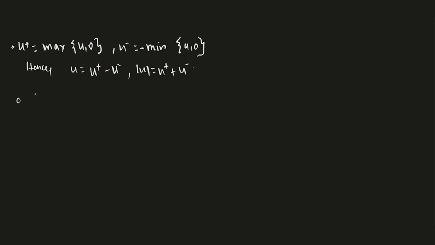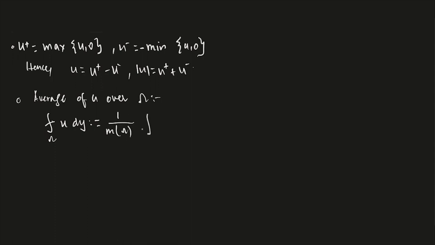And we'll also define an average, the average of u, let's say, over omega. We write it like this: you take the integral of u of y dy over omega, take this whole integral, and then divide it by the measure of omega. That will give you the average of u over omega. Generally we assume that the measure of omega is positive, otherwise this will blow up.